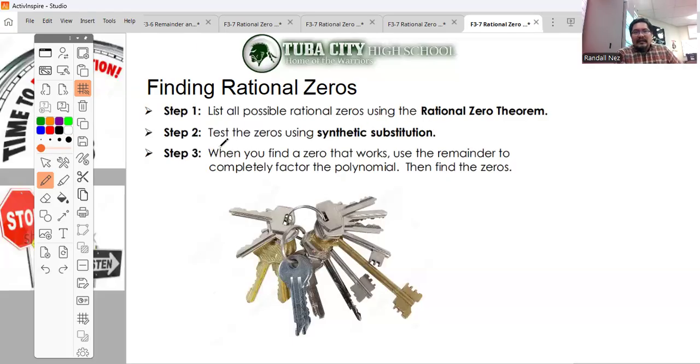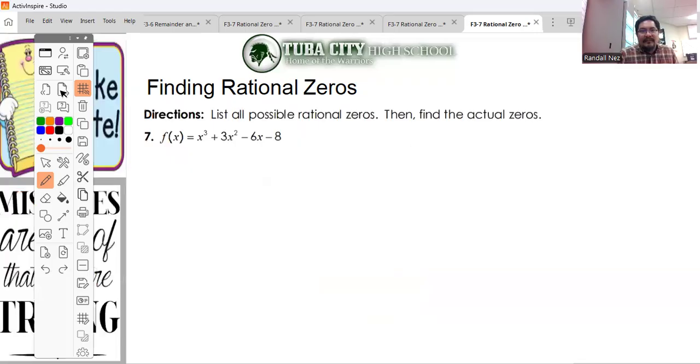Let's go ahead and move on to the next step. When you find one that works, so one of them should work out, when you get a remainder of 0, use that to completely factor the polynomial. So we're going to keep going until all of them are separated, and then we find all of the zeros. So that's basically what we're going to do here. Make sure you read the directions, because you are graded on how well you follow the directions.